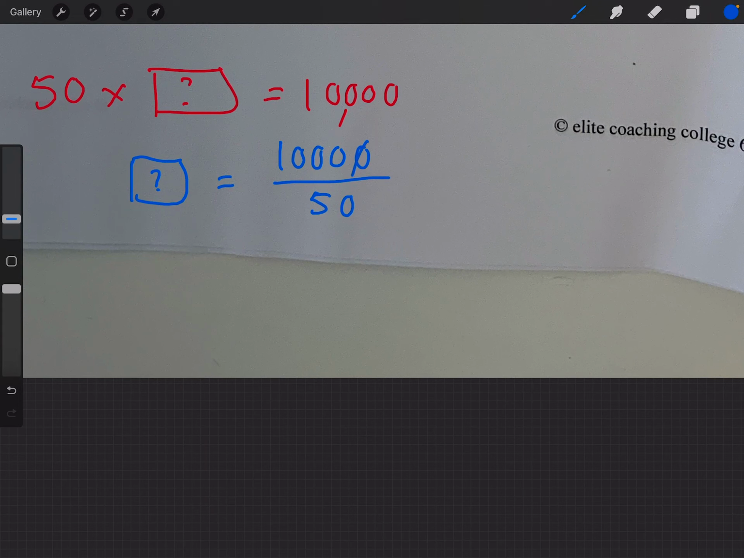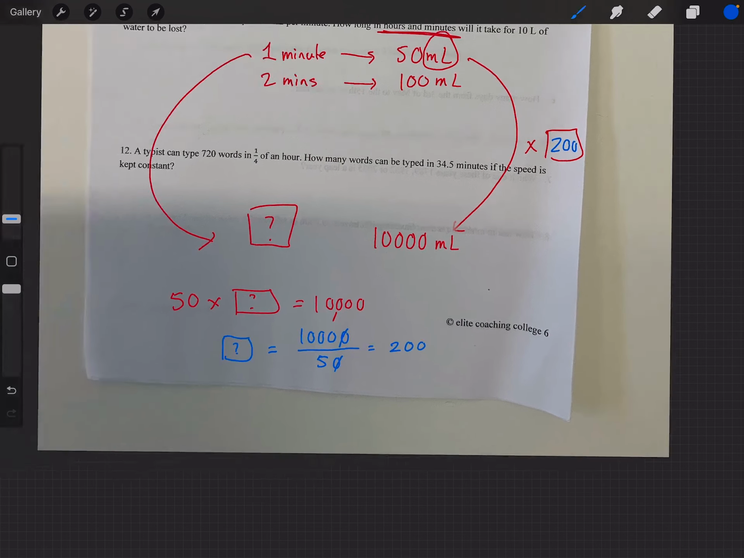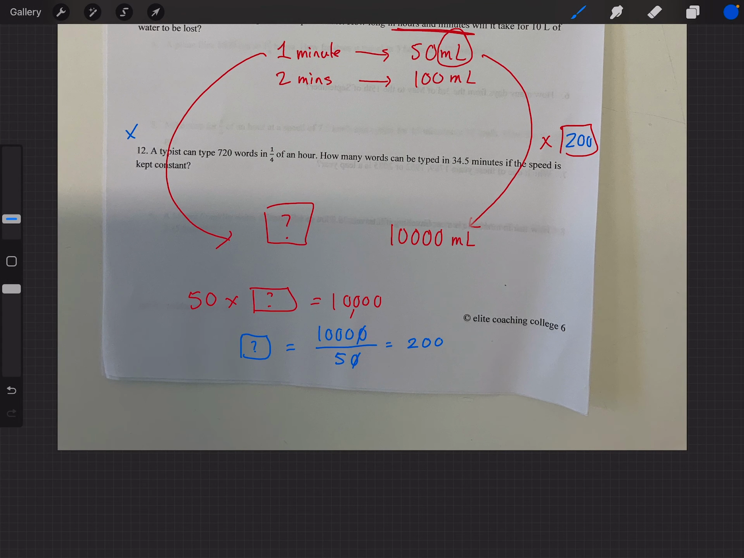Now just cross out the zeros. So you got 1,000 divided by 5, which is going to give you 200. So that means we multiply 50 by 200 and we'll get 10,000. So that means I must multiply 1 minute by 200 as well, and I'll get 200 minutes.